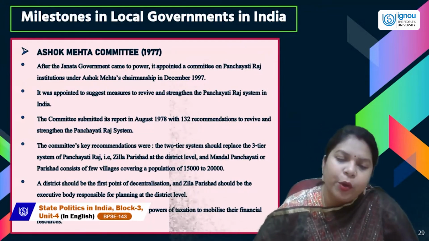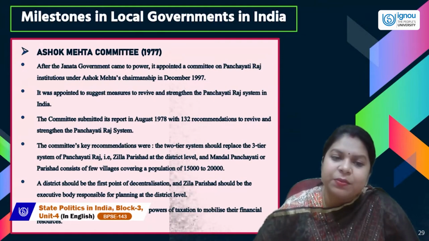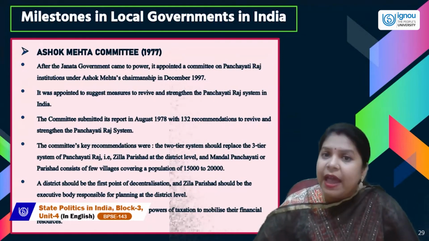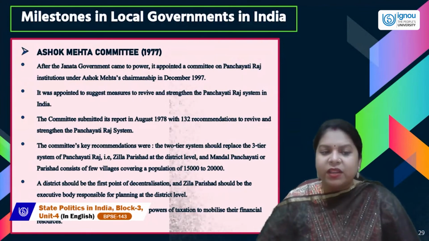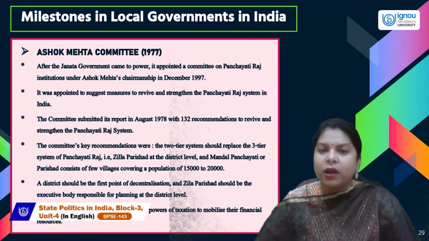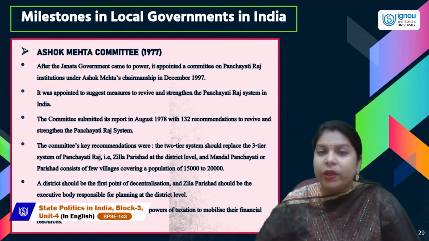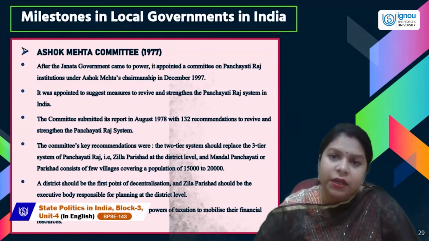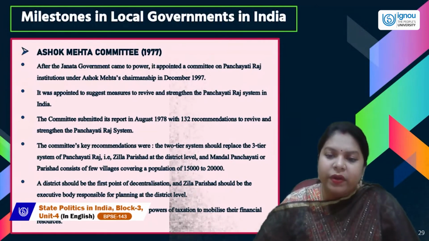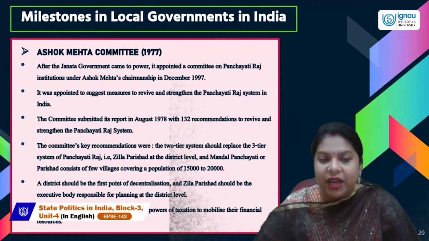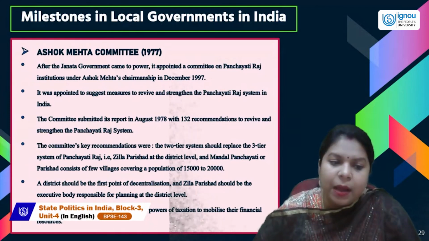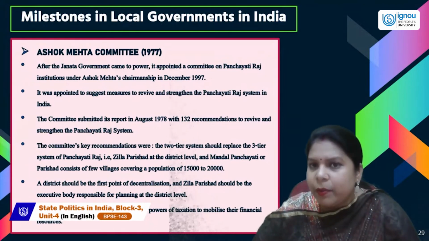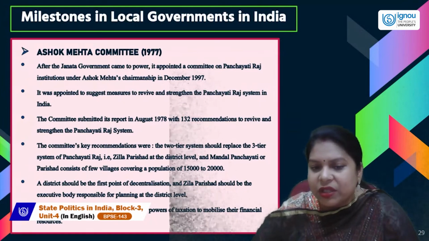So, why was it appointed? It was appointed to suggest measures to revive and strengthen the Panchayati Raj system in India. The committee submitted its report in August 1978 with 132 recommendations to revive and strengthen the Panchayati Raj system. So, these were the recommendations. The committee's key recommendations were, we will be talking about what the recommendations were.